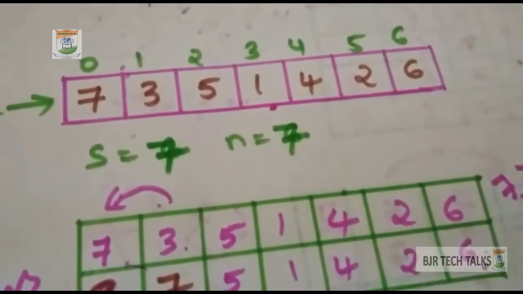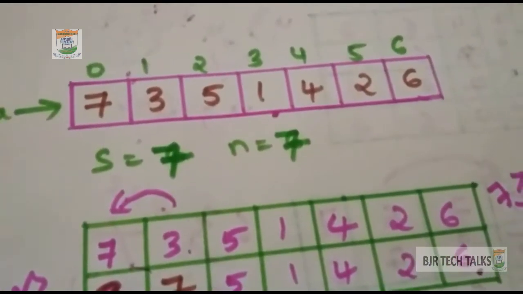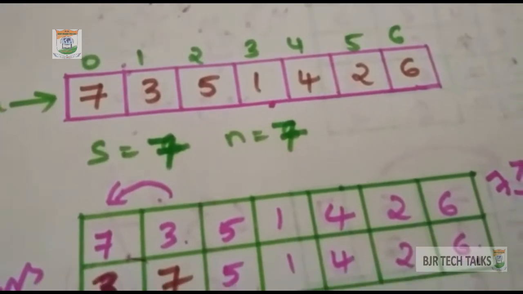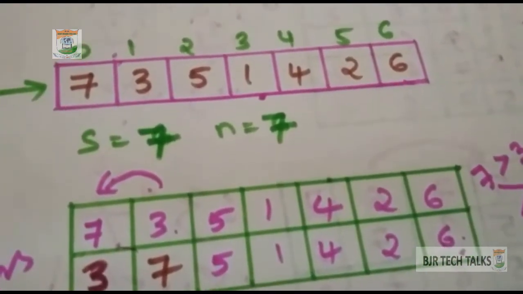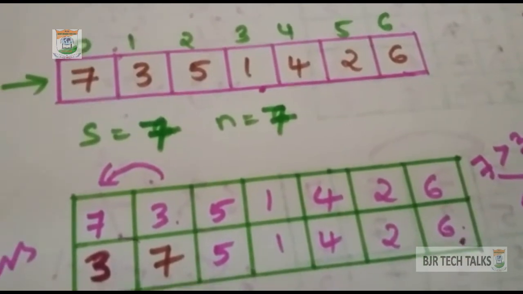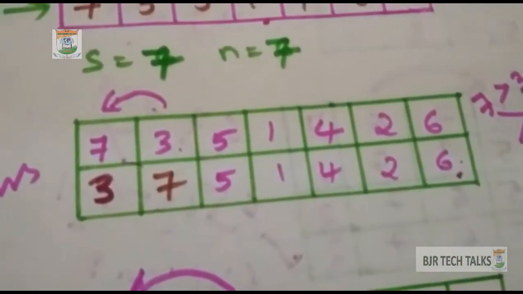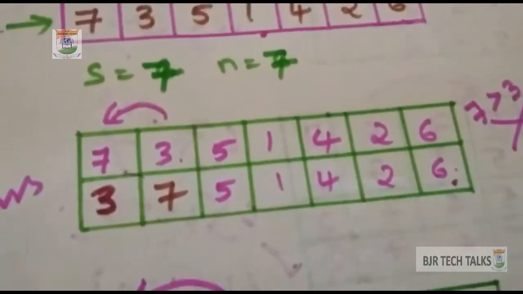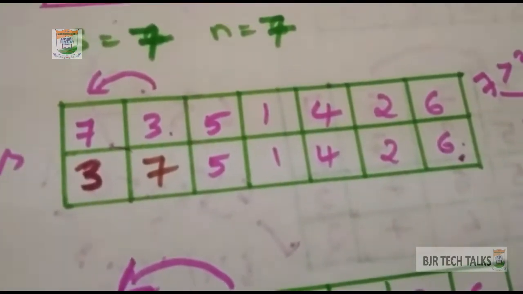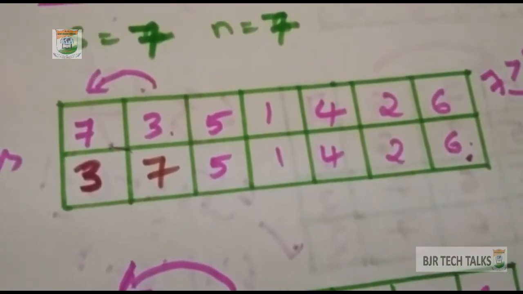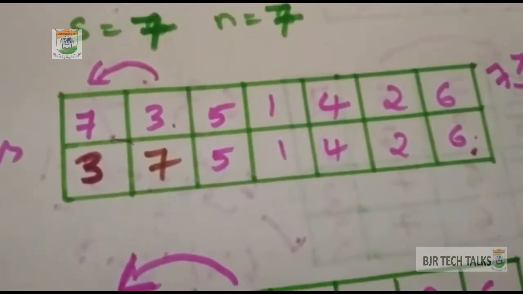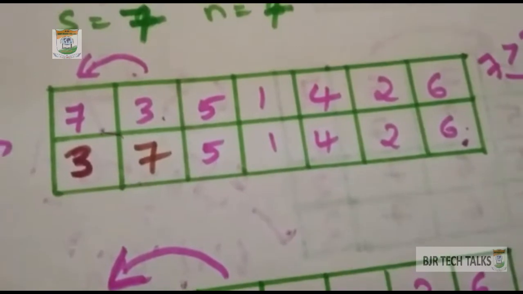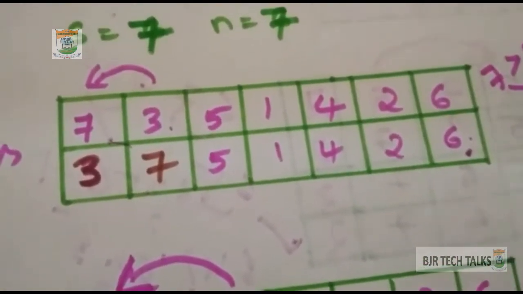and 0 is the index. 1, 2, 3, 4, 5, 6 are temporary elements, and n is the number of elements. That means the number of elements here is 7. So in the first case we are taking the elements, and in insertion sort we will take the second element and compare it with its previous element, or we are taking temporary elements and comparing them with the index.